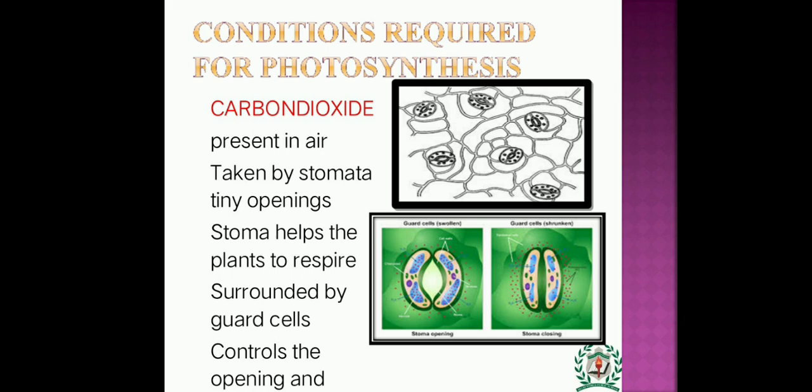Stomata is the plural; the singular is stoma. Stomata also help the plants to respire, and they are present in abundance on the lower surface of the leaves. Each stoma is surrounded by guard cells. These guard cells control the opening and closing of the stomata.